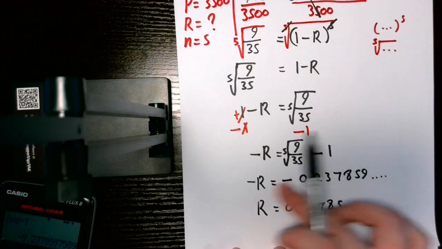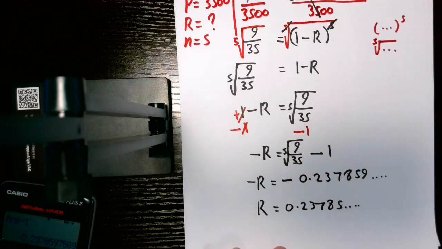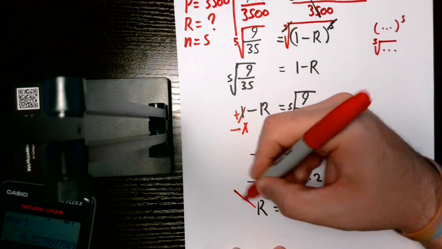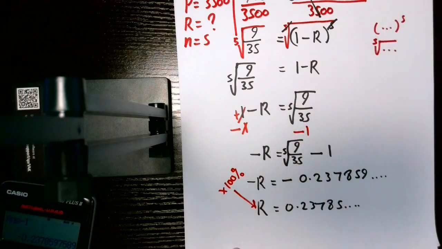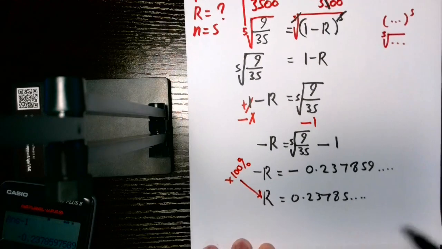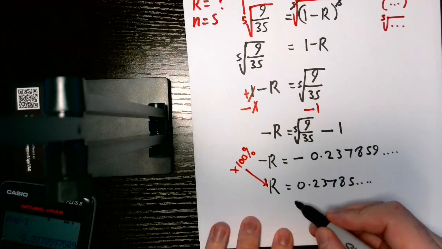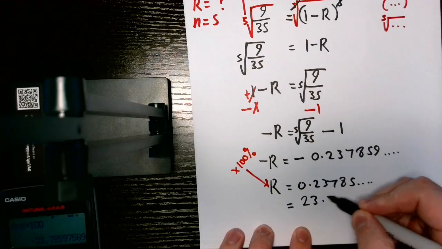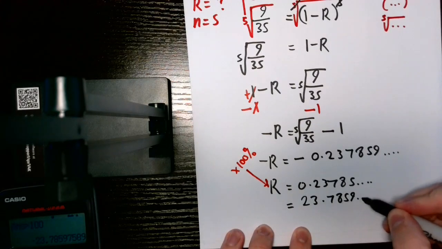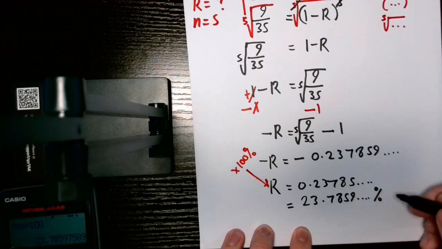This is our depreciation rate, however, it's a decimal. We want to make this a percentage. We want to get an annual depreciation rate as a percentage. And to do that, we need to multiply this by 100%. So you're going to take this number, multiply by 100, and add a percentage sign. And what you end up with is 23.7859 and so on. Now this is per annum. It is a yearly or annual depreciation rate.